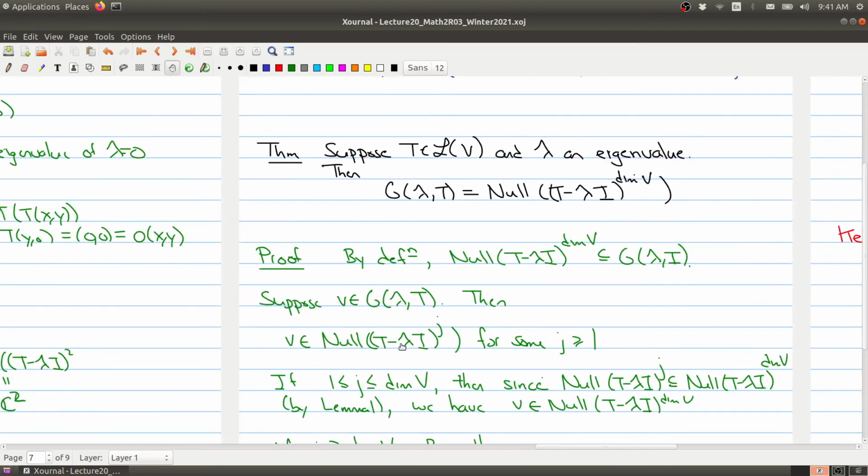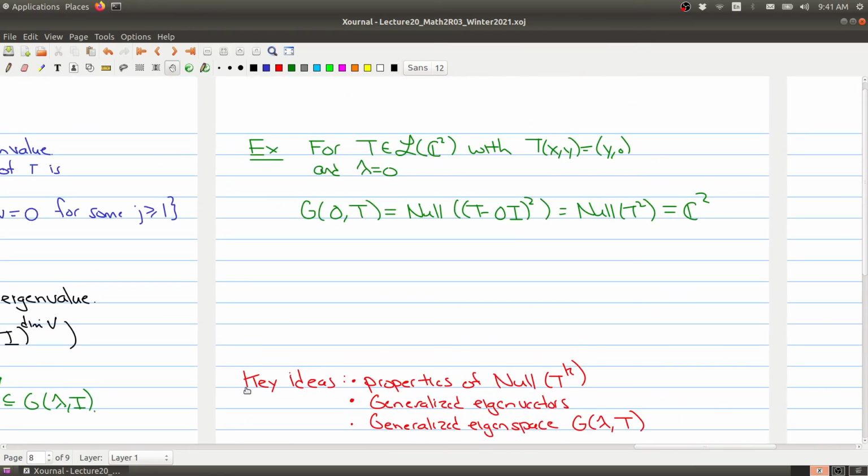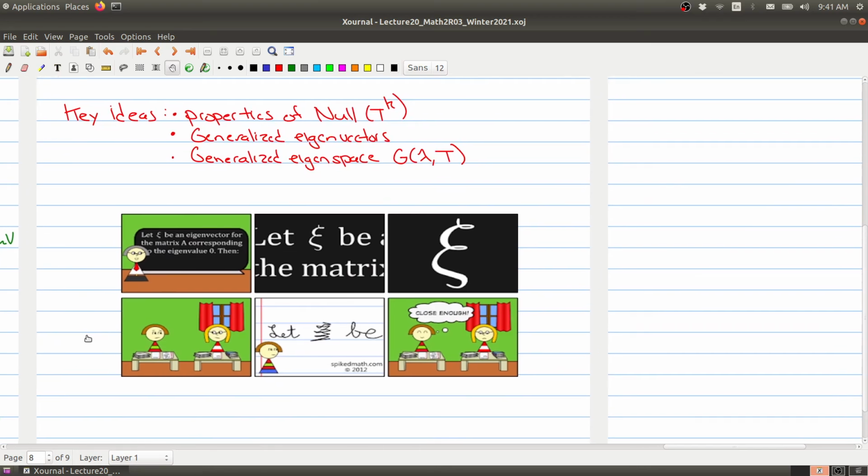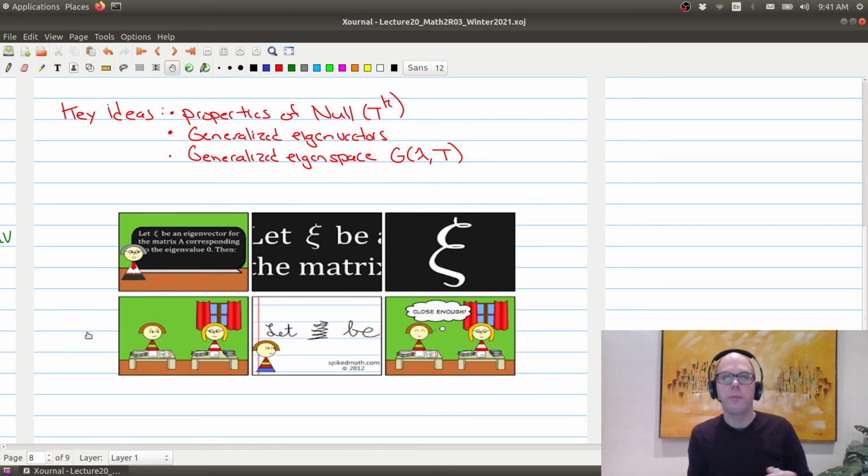Okay, so that finishes up everything that we wanted to do today. The big things that we've learned today are the properties of the subspaces, the null space of T to the k as we change the value of k. We've learned about generalized eigenvectors, and we've also learned about the generalized eigenspace G(lambda, T). So we'll pick up from this next class, and the idea is now we want to break the vector space in terms of these generalized eigenspaces. So that's enough for today. I'll see you in tomorrow's lecture.